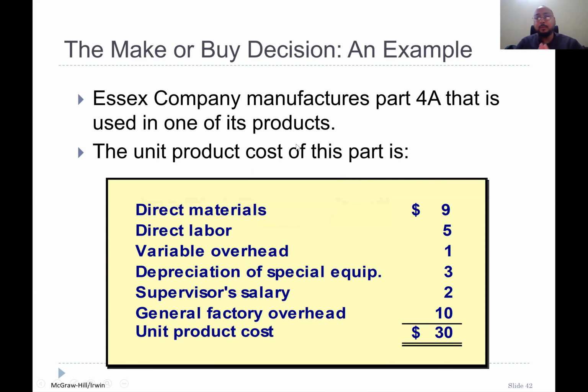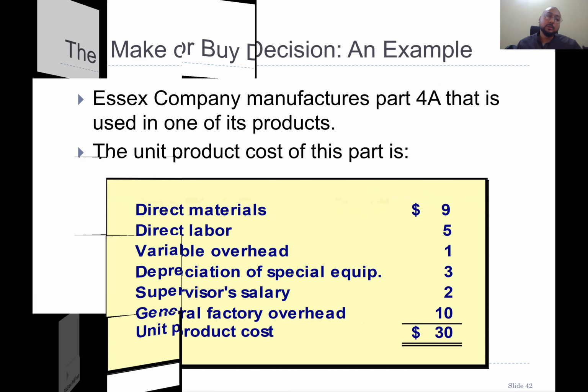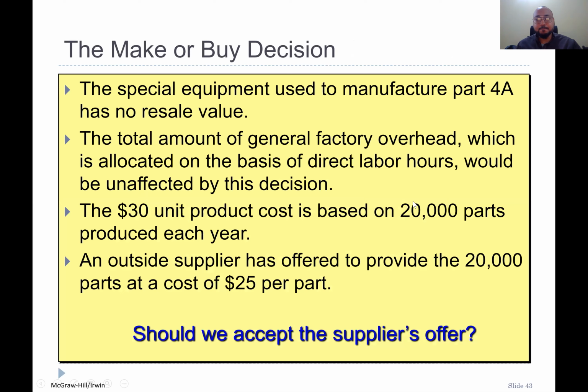So we have an example: a company manufactures part 4A that is used in one of its products. So part 4A, and the unit cost is like this. We have direct material, direct labor, variable overhead, depreciation, supervisor salary, general factory overhead. So it costs us 30 per unit. One supplier. Additional information is that the equipment that makes the product has no resale value.